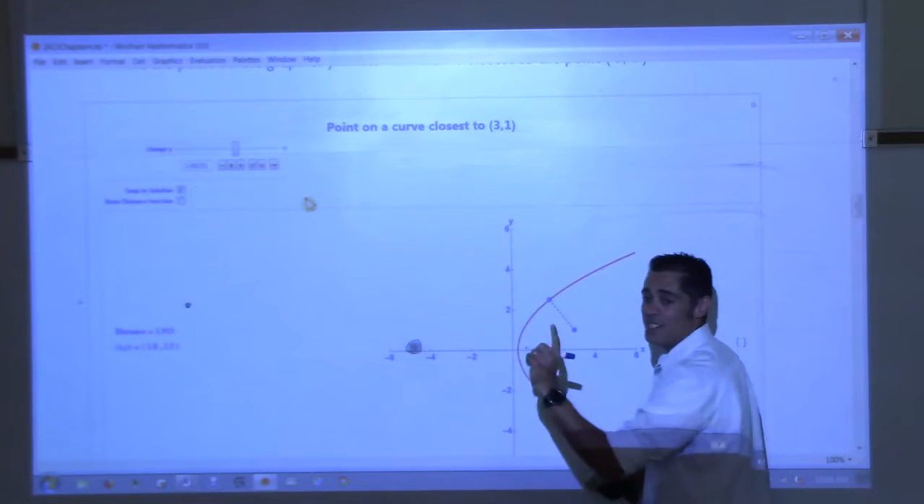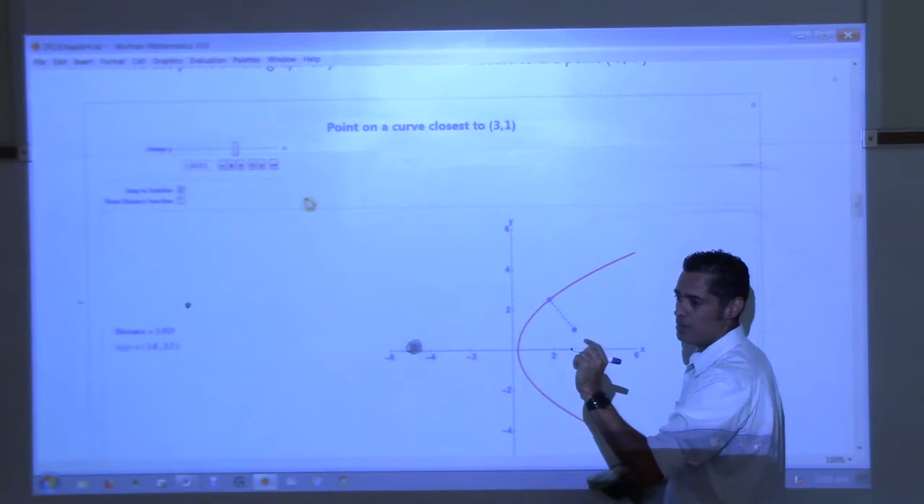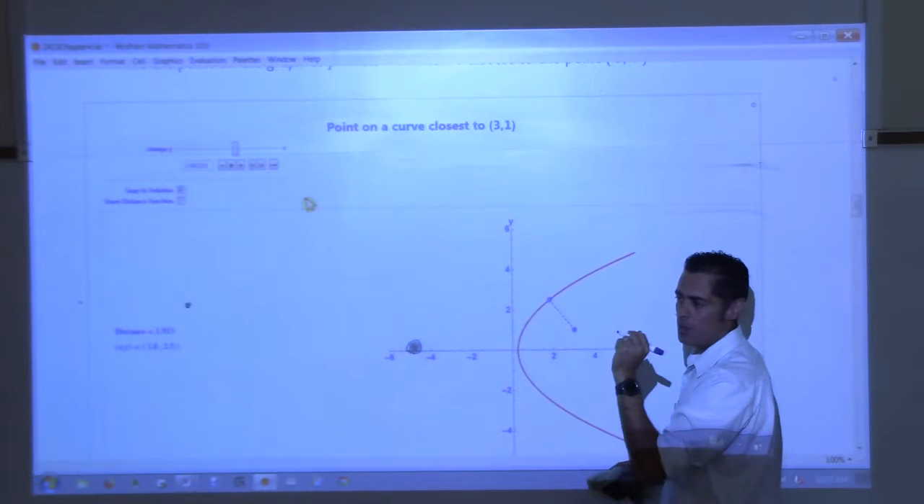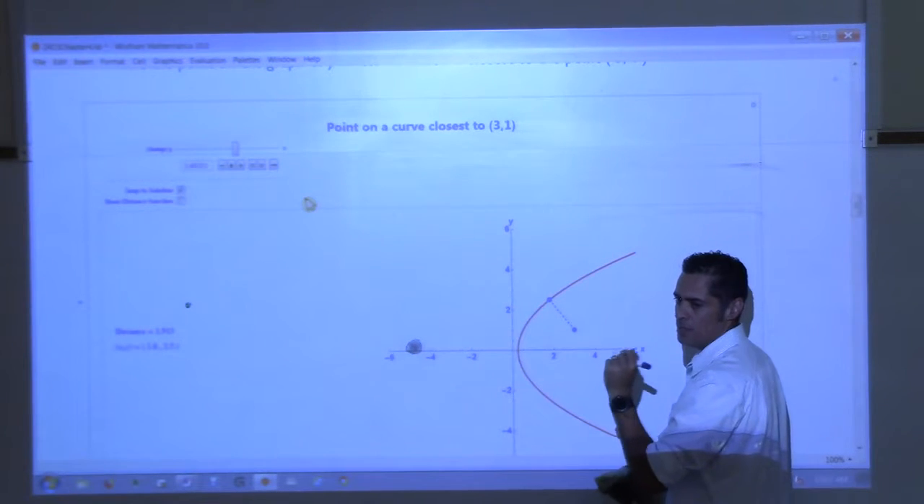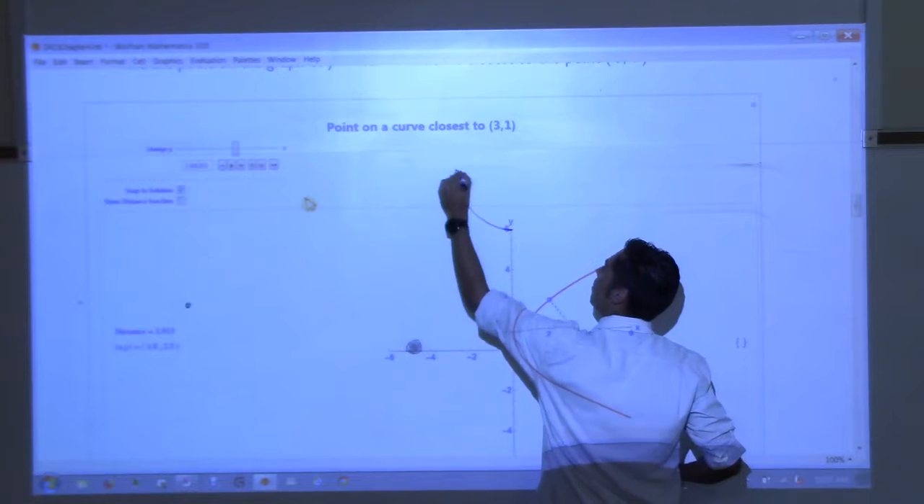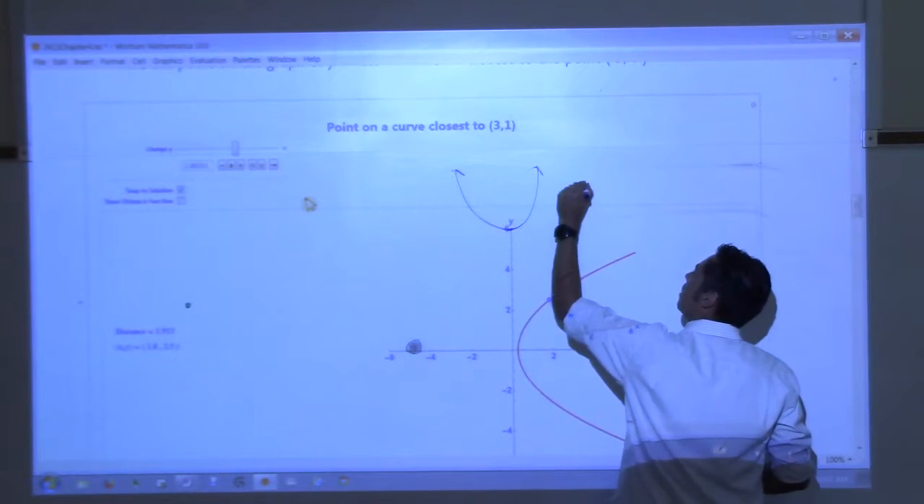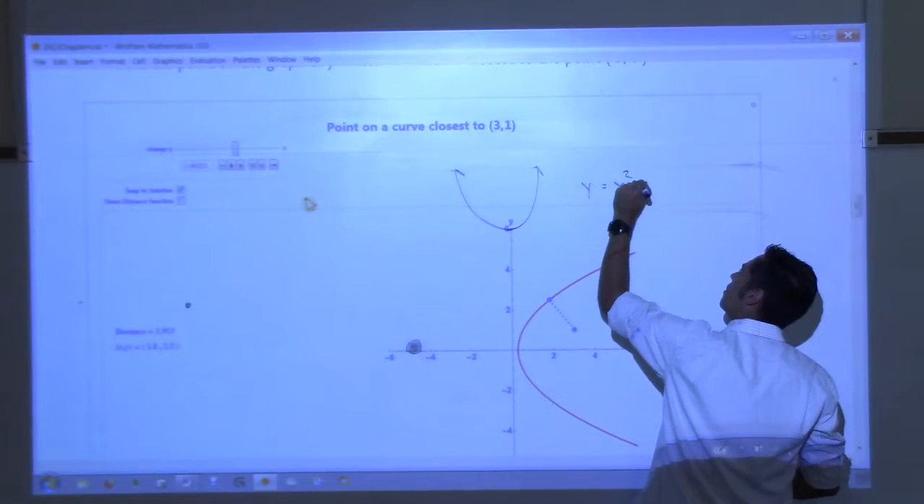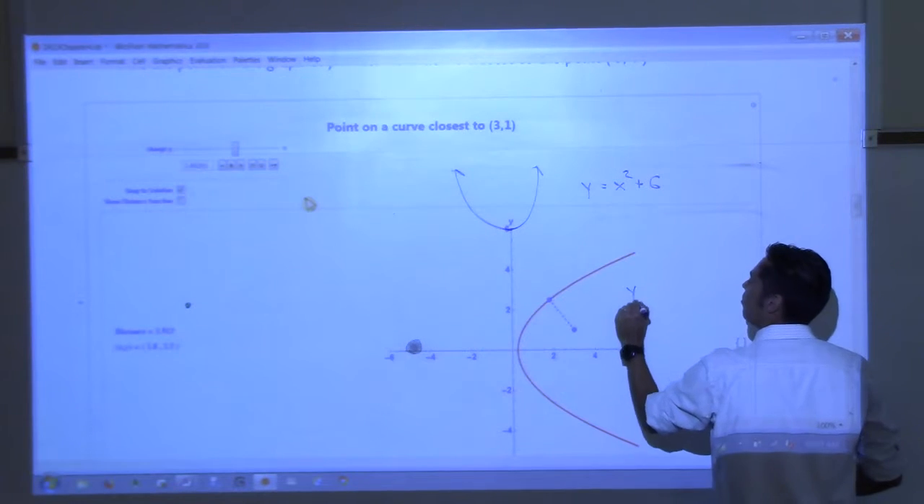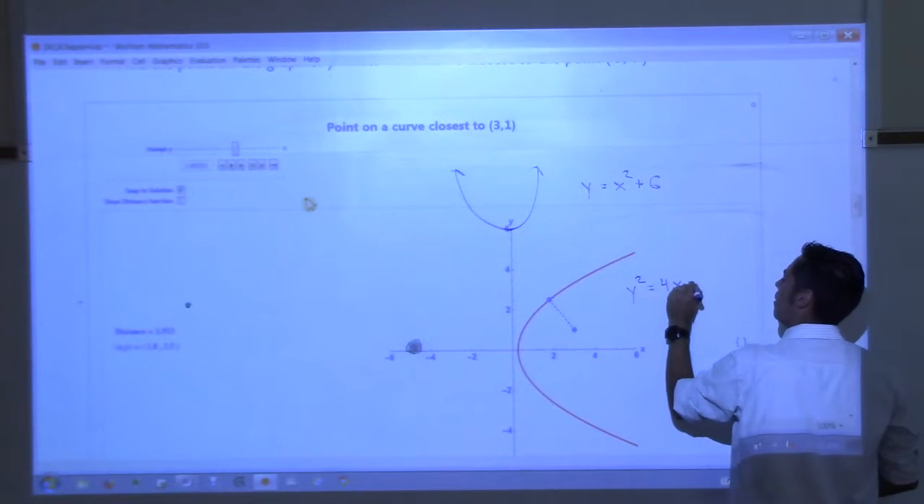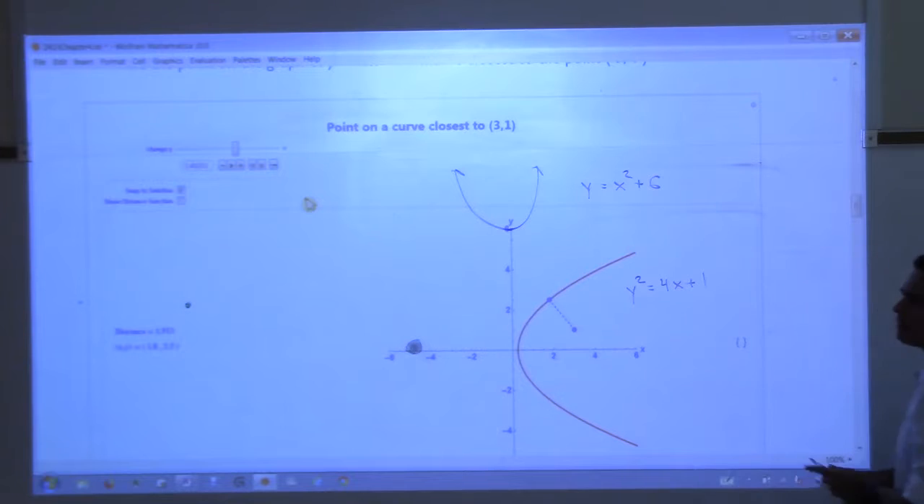No. But we're going to use technology. We're going to use a computer to take the derivative. We're going to use a computer to set it to 0. We'll see how fast we can find it using technology. So look, I'm going to take this parabola, this very simple one, y equals x squared plus 6. And we'll stick with this one, which was y squared equals 4x plus 1. I want to see if I can find the pair of points that are closest to one another. All right, so watch what I'm going to do.